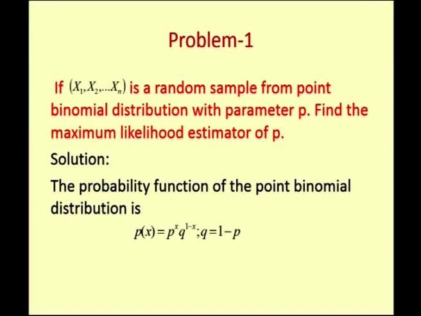To start with, I have considered this problem. If x1 up to xn is a random sample from a point binomial distribution with the parameter p, you have to find the maximum likelihood estimator of p. Let us first write the probability function of the point binomial distribution. The density function is p of x equals p power x, q to the power of 1 minus x, where q is equal to 1 minus p. You are very much familiar that the point binomial distribution takes only two values, namely 0 and 1.